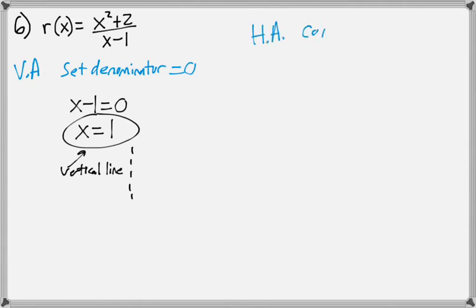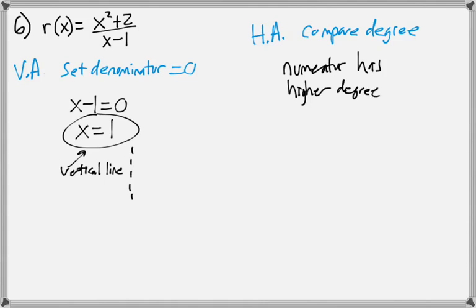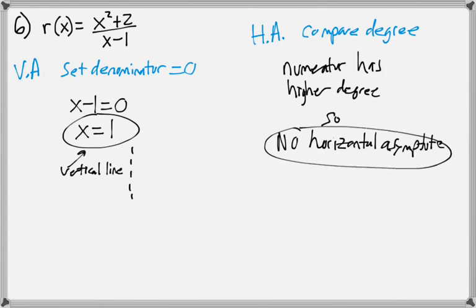And to do that, you want to compare the degree of the numerator and the denominator. So the numerator has a higher degree. Therefore, there is no horizontal asymptote. So no horizontal asymptote, and we have a vertical asymptote of 1.